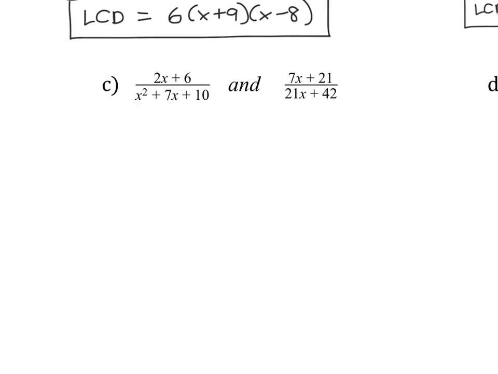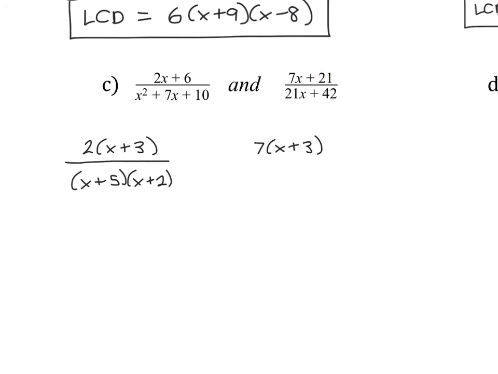All right, let's look at example C. So again, let's start by factoring. In our numerator here, we have 2 times x plus 3 with the GCF. And then in our denominator, we could use magic x. We would get x plus 5 times x plus 2, what multiplies to make 10 and adds to make 7. And here we would have 7 times x plus 3. And then in our denominator, we have a GCF of 21, so it becomes 21 times x plus 2.